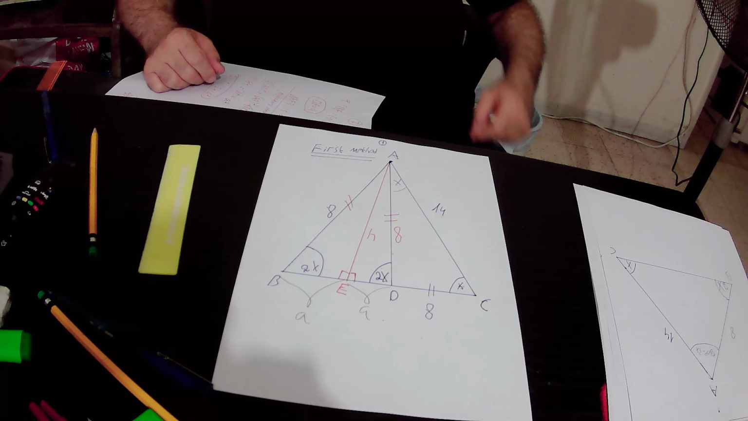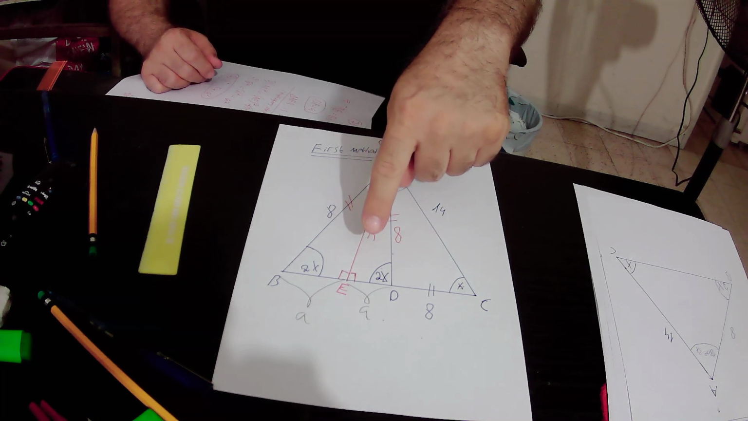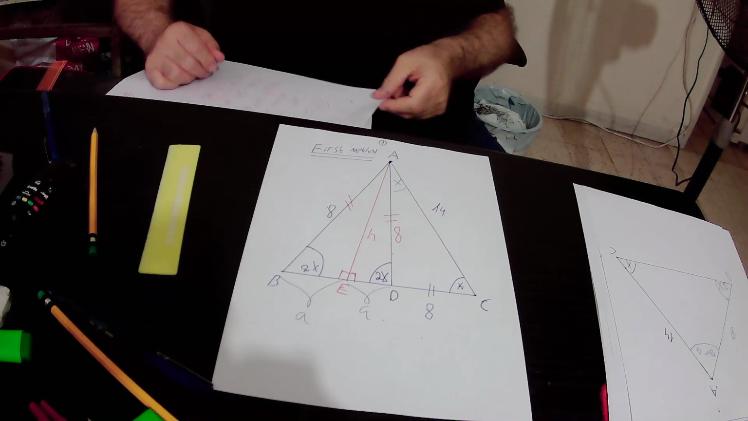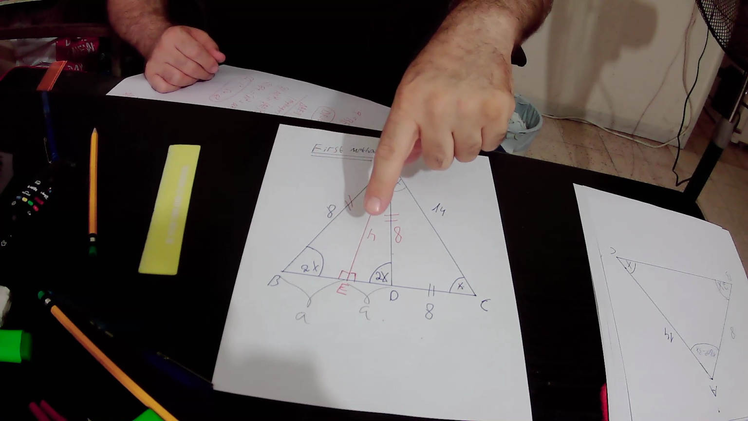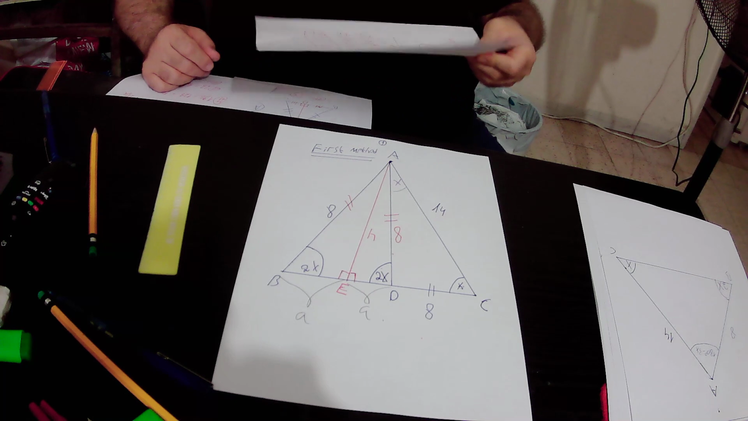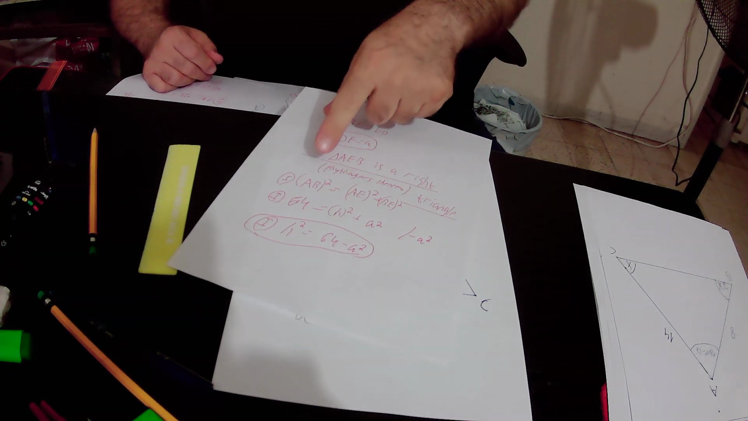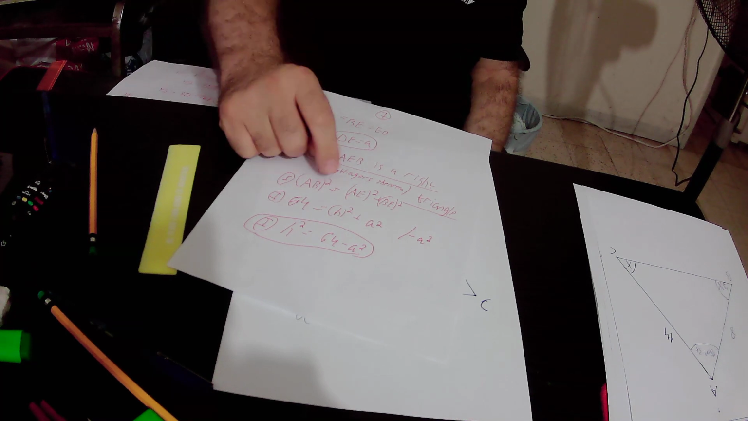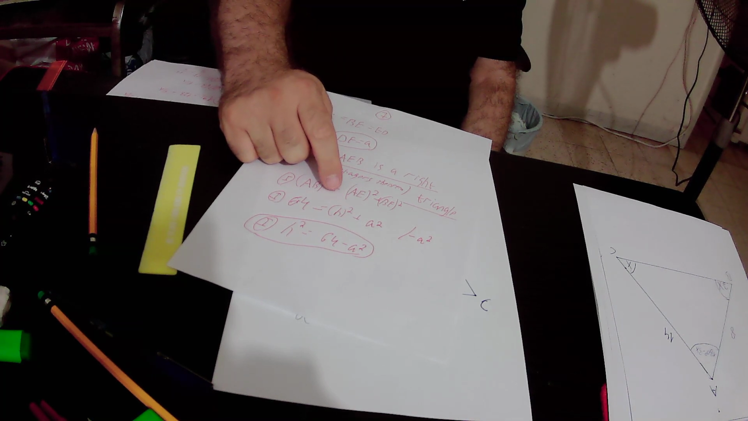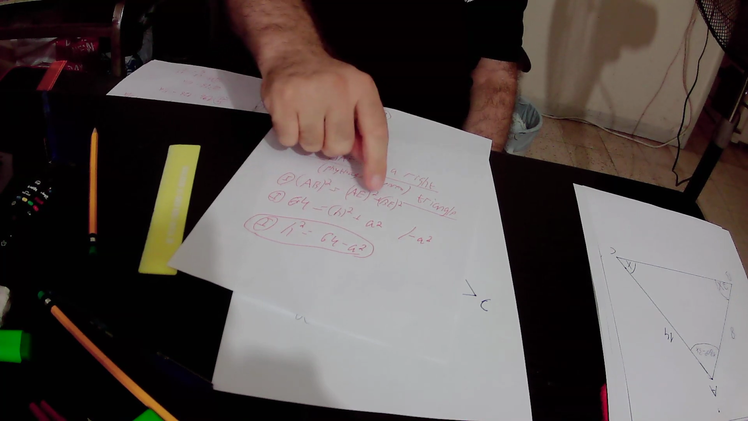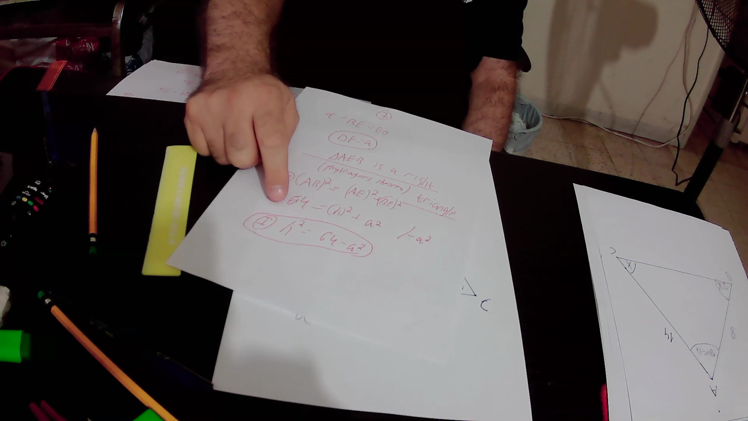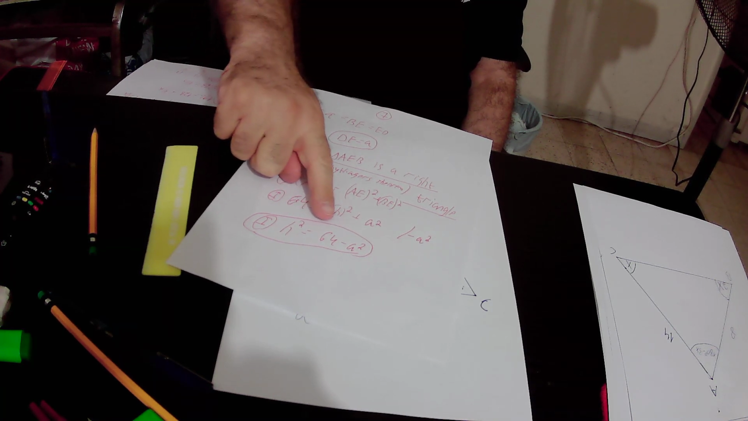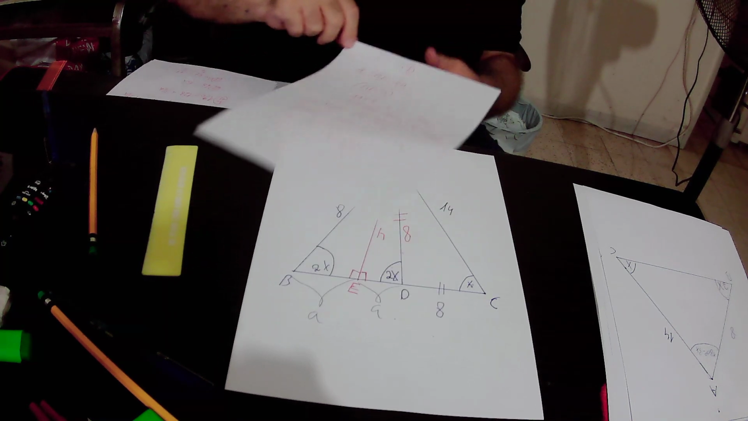So in the right triangle AEB, AB square equals BE square plus AE square. But we know that AB equals 8 units, so AB square is 64, AE equals h, so AE square equals h square, and BE equals a, so BE square is a square. So from this equation number 1, we got that h square equals 64 minus a square.